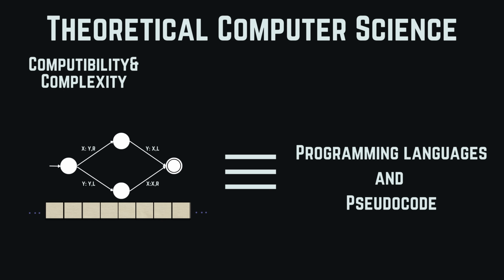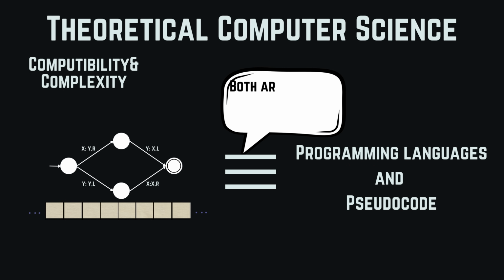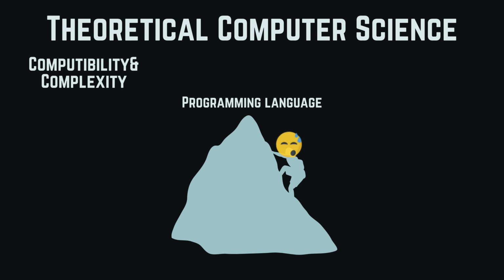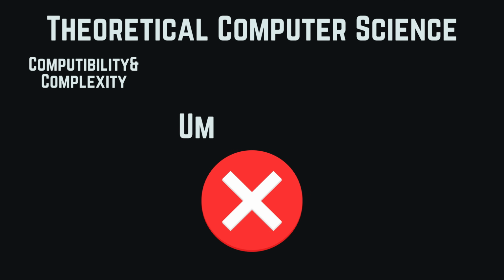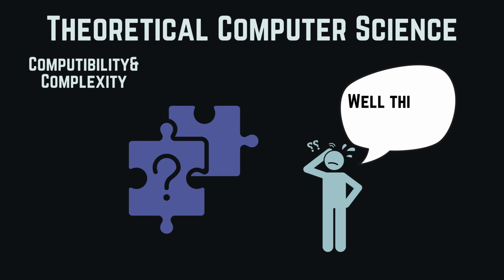Instead, we can also use programming languages or pseudocode, because everything that we can compute with our programming languages, a Turing machine can also do. Okay, great, let's go. We finally reached the state of a programming language. We can now go and solve any problem, right? No, this course will also teach you the limits, that you cannot solve any problem.